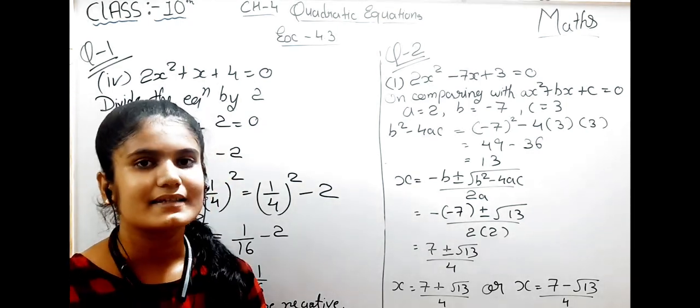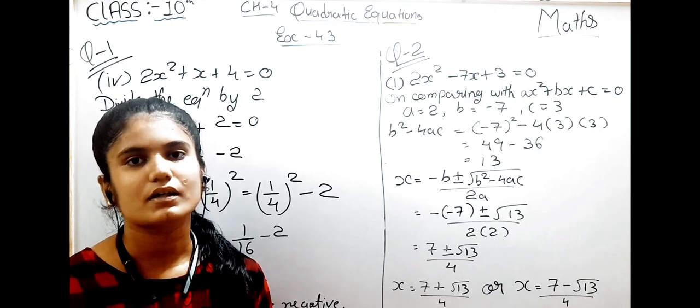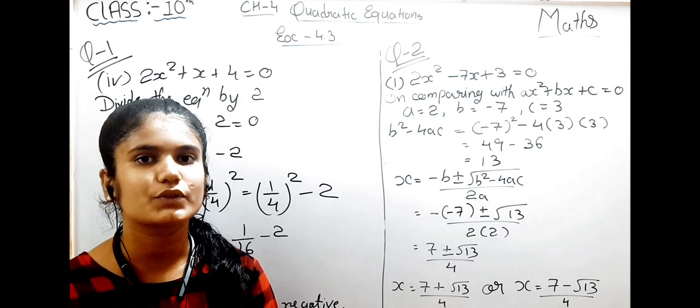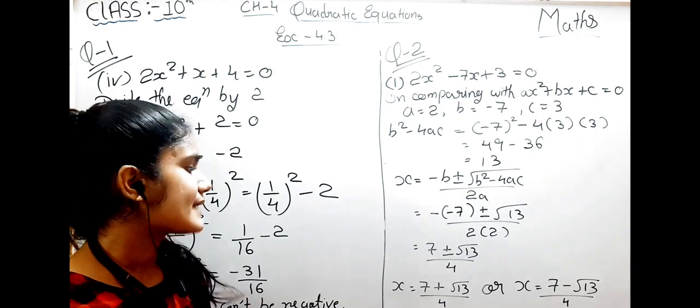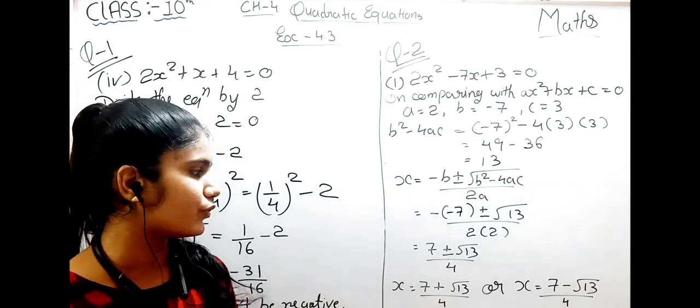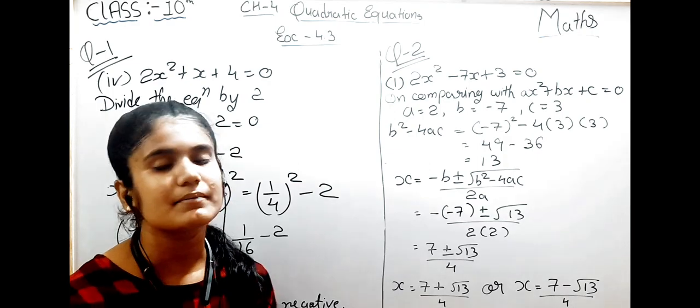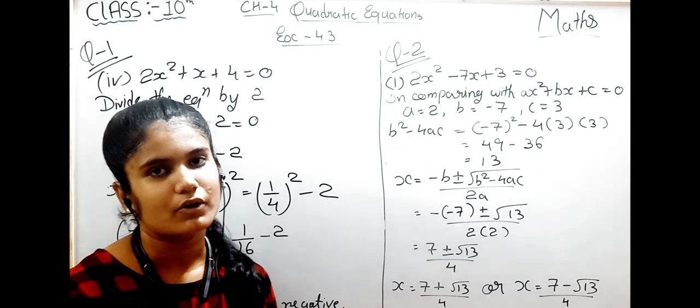x is equals to minus b plus or minus under root b square minus 4ac upon 2a. We get two roots of x here: x is equals to 7 plus root 13 upon 4, or x is equals to 7 minus root 13 upon 4.